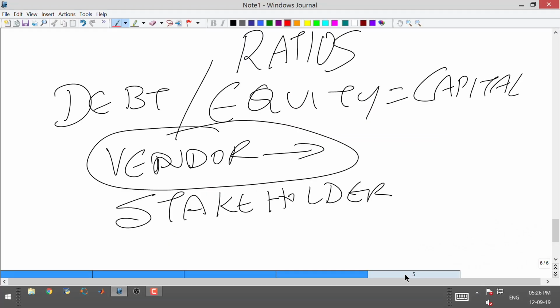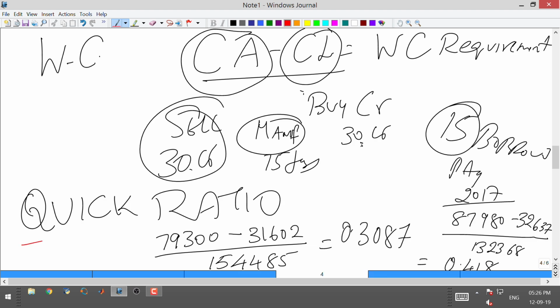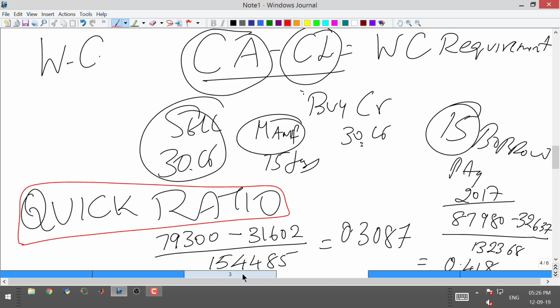Basically, what did we do out here? All these ratios we talked about, the current asset, current liability and the quick ratio, are the liquidity ratios. The quick ratio is also called the acid test ratio. Some textbooks will also call it the acid test ratio.